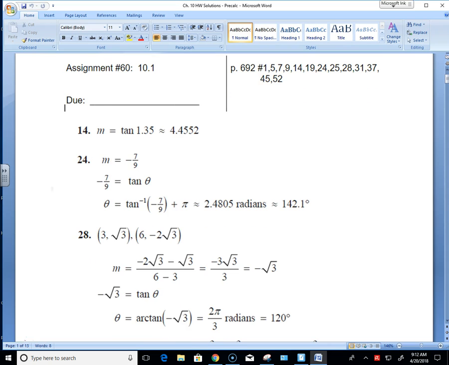Number 24, you were supposed to set the slope equal to the tangent, tangent inverse, except that was a negative. That was digging a hole. We don't want to dig a hole. There's a life lesson in that. Anyway, we don't want to dig a hole, right?